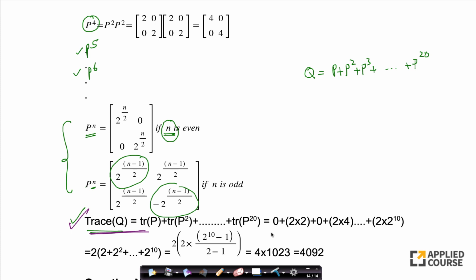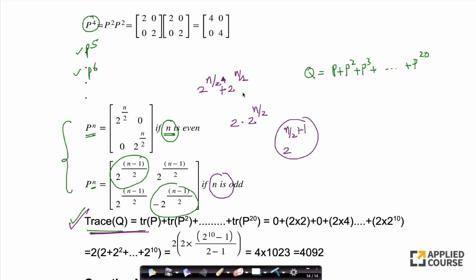Now comes the fun part. Whenever n is odd, when I add these two elements to compute the trace, these two would cancel out and it would become 0. When n is even, these two will sum up, because you have 2 power n by 2 plus 2 power n by 2. So when you add these two things up, you'll get 2 into 2 power n by 2, or in other words, 2 power (n by 2 plus 1), if you want to write it this way.